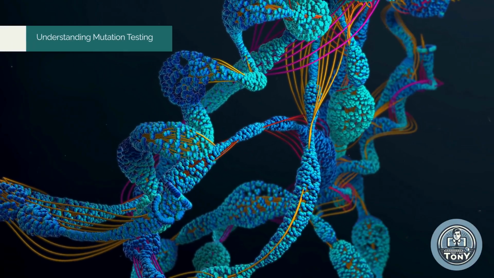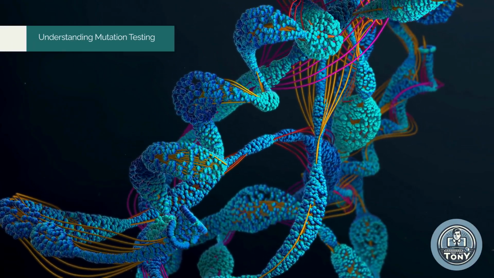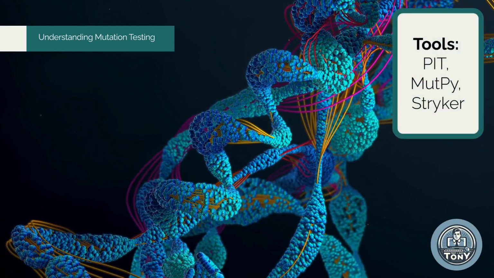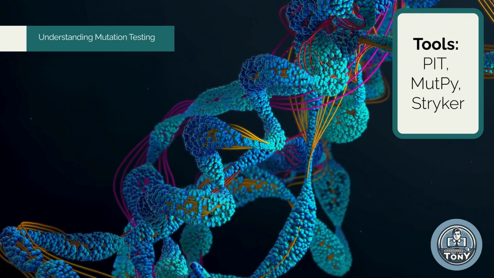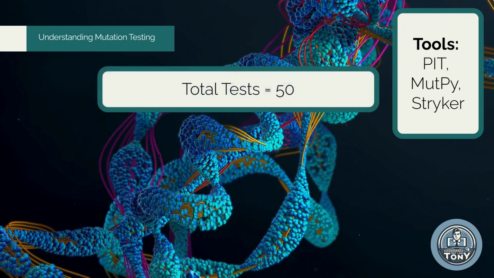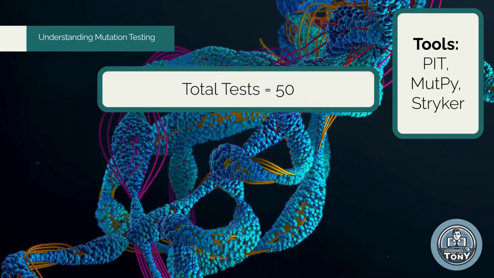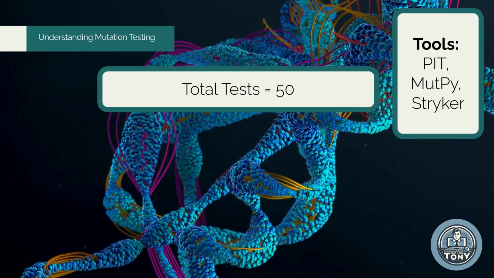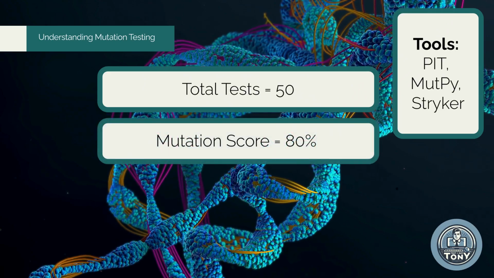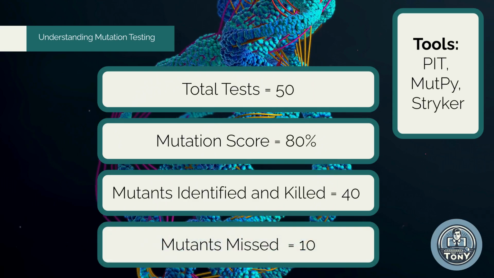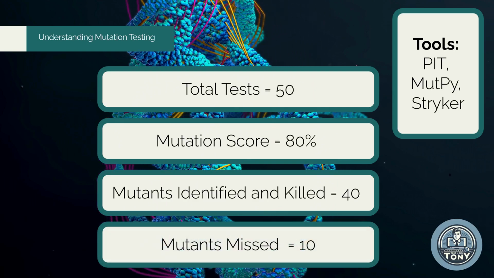To measure the effectiveness of your test cases, we would use a mutation score. First, we generate mutants using tools like Pit, MutPy, or Striker. Then, we execute a set of tests to kill these mutants and evaluate results using the mutation score. In this example, there are 50 tests. A mutation score is simply a count of how many mutations were identified and therefore killed, compared to the number of mutations that were missed by your test cases.